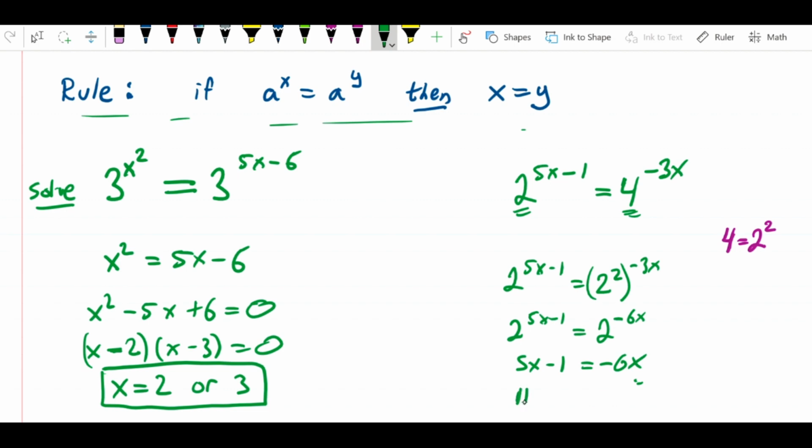That just gives me 11x minus 1 equals 0. Let's just come up here so I don't have to turn the page. 11x equals 1, x equals 1 over 11.